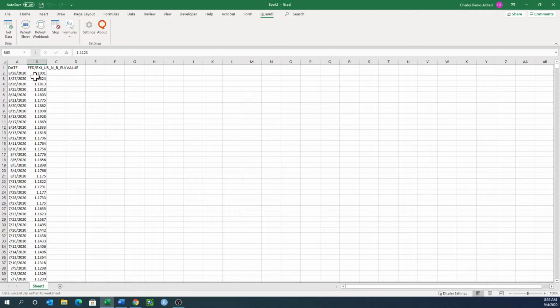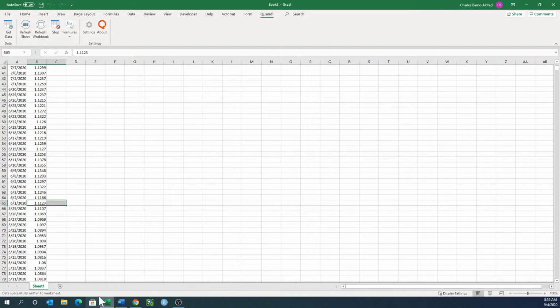Let's go back to our little Quandl spreadsheet where we pull down all of these exchange rates. This is the euro US dollar exchange rate, from the Federal Reserve. Let's go to June 1st, and we see that the exchange rate on June 1st was 1.1123. So in order to get 1 euro, I would have to spend 1.1123 US dollars. It's pretty simple math.